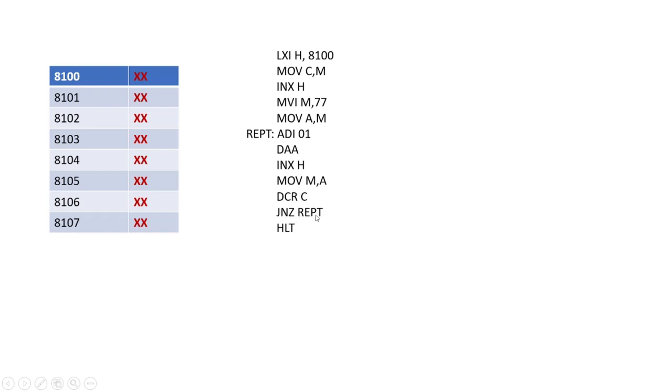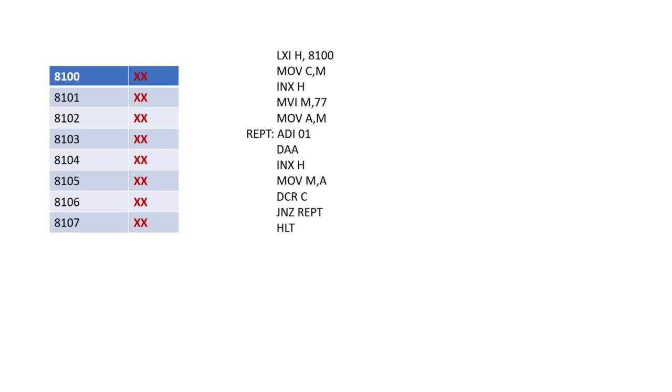JNZ repeat means if, after the above operation, the content of C has not become 0, we need to repeat the process. So repeat is the label for the location corresponding to this instruction. For simplicity we can use the label repeat. Actually this is a 16-bit memory location corresponding to this instruction. Whenever this instruction is executed, if the content of the C register is not 0, the program control will branch to this location. That is, it will start to execute ADI 01.